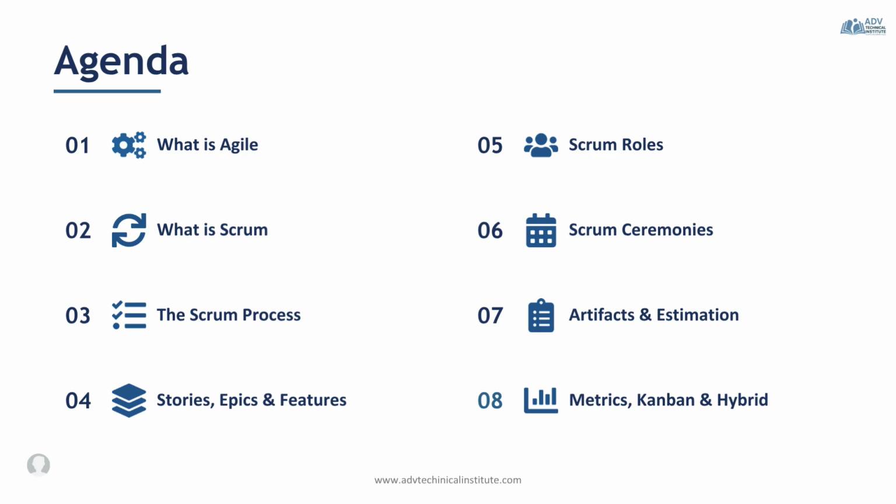Here's our roadmap for today. We'll start with the fundamentals of Agile, then dive into Scrum, specifically its process, roles, ceremonies, and artifacts. We'll also cover how work is organized into stories, epics, and features, estimation techniques, key Agile metrics, and charts.